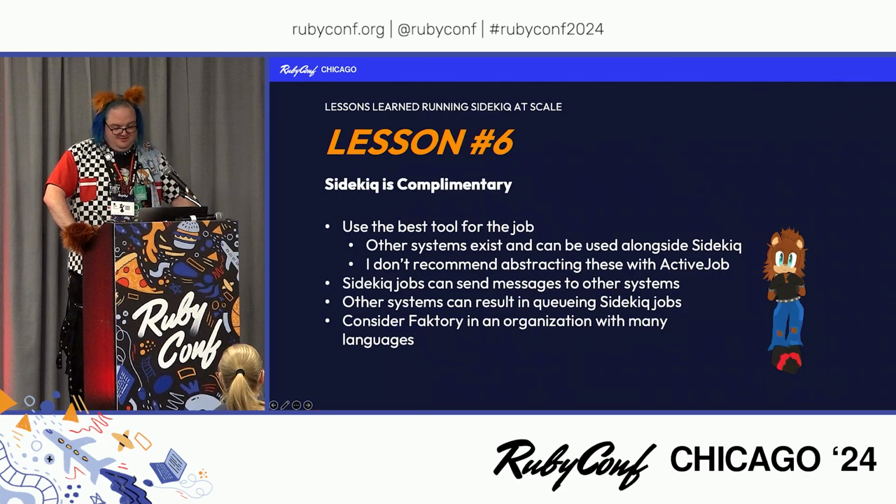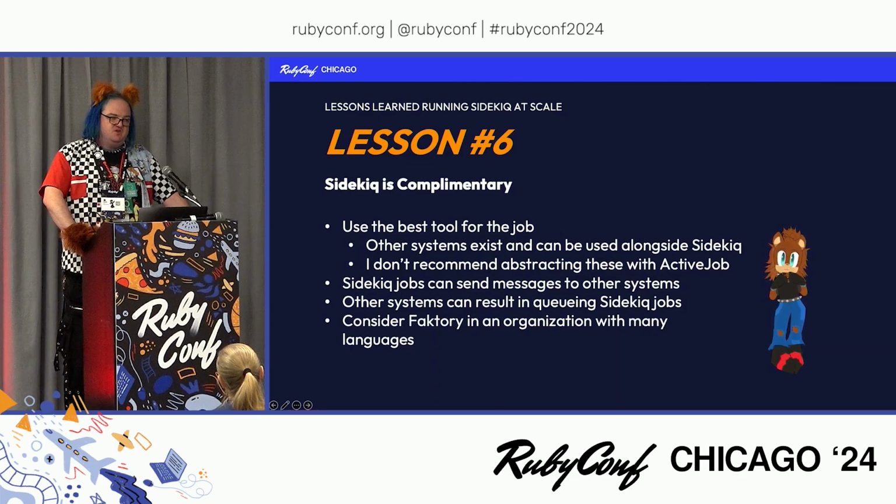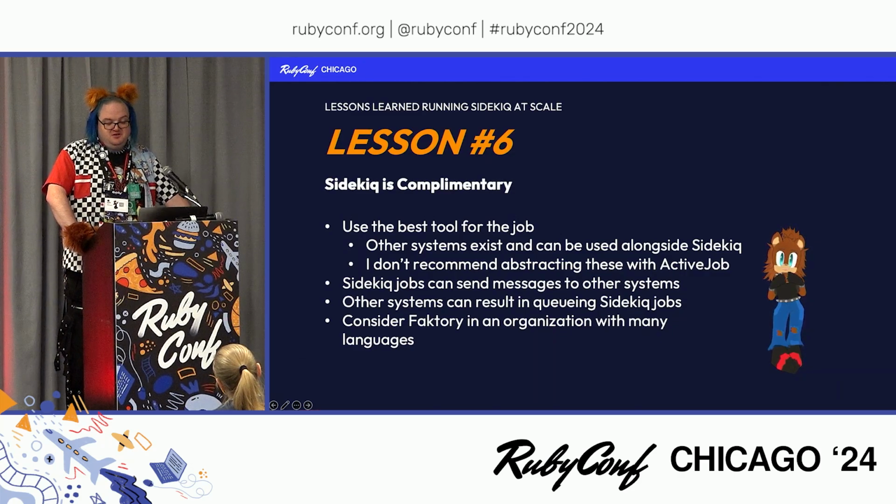So the sixth lesson: Sidekiq is not the only system out there. It's complementary with a lot of systems, and you're not going to be able to just pick one. They all do different things. They all are really good, and you should use whatever the best tool for the job is. Sidekiq is the best when you want to do work in Ruby later from within Ruby. If you want to schedule a job from a Java application and then run it in a Ruby application later, probably not the tool for you.